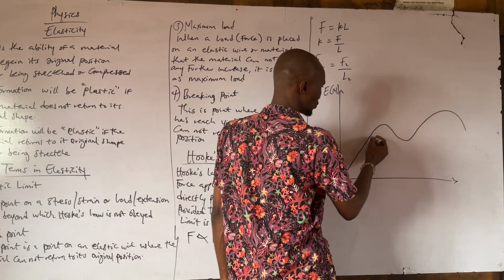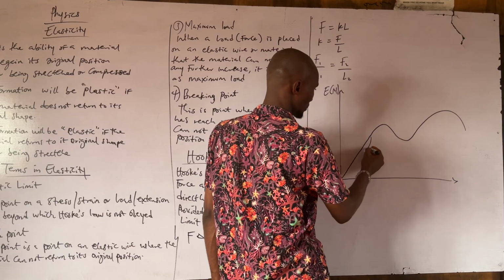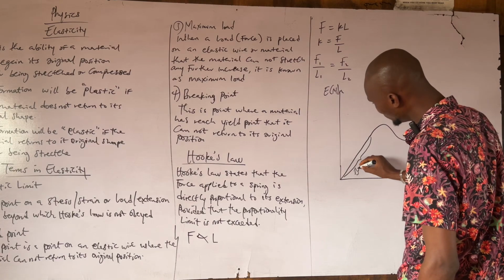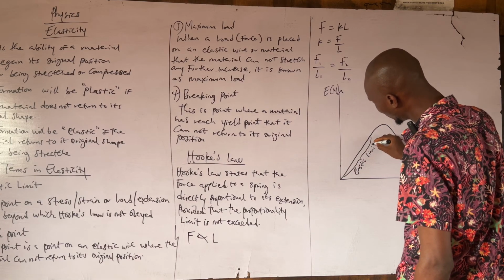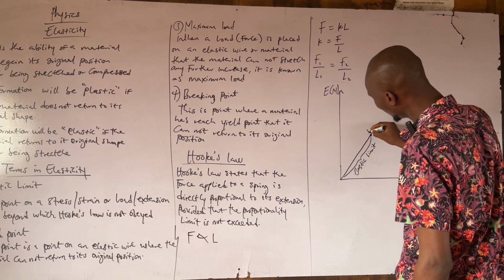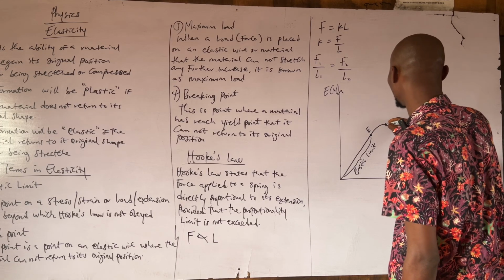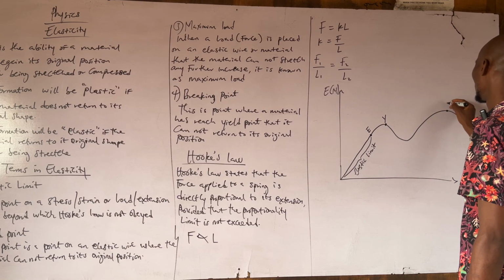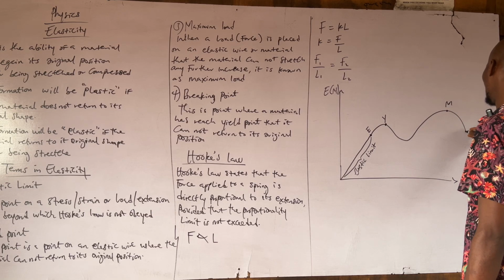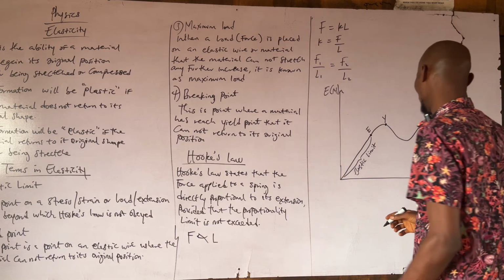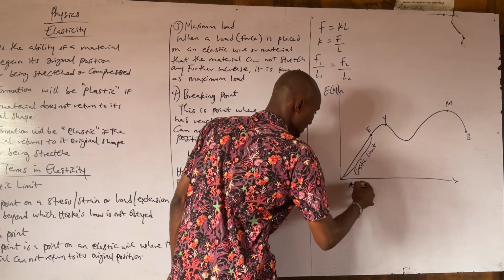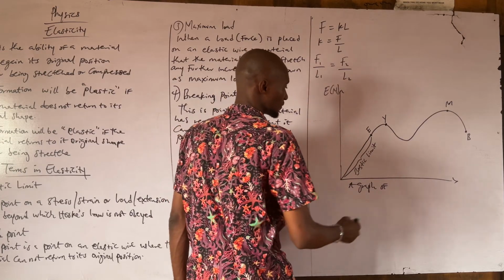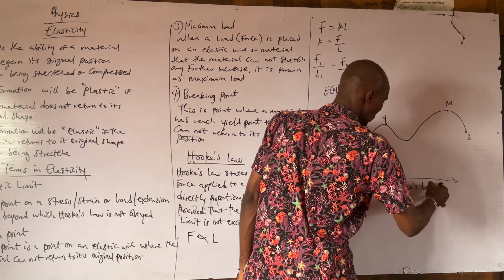Right? So from here is elastic limit. Here is elastic limit, and this place is E. Here is Y. Here is M. And here is B. Is that correct? So we now write a graph of Hooke's law.